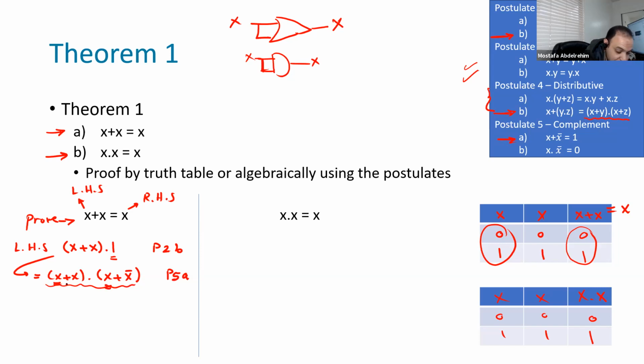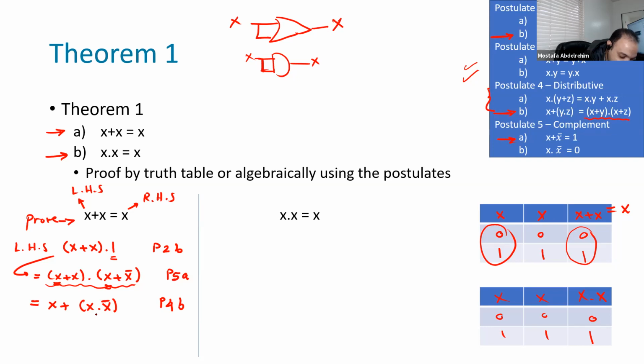And the two variables, which are y and z in that case, postulate 4b is actually x and x bar. So this is basically equal to x or x and x bar. This is from postulate 4b. Good.